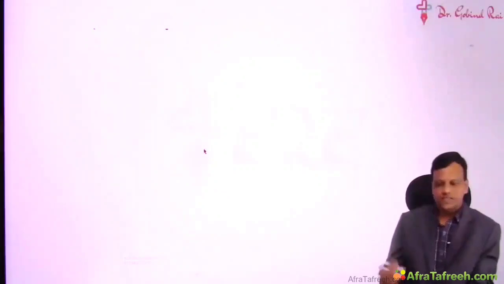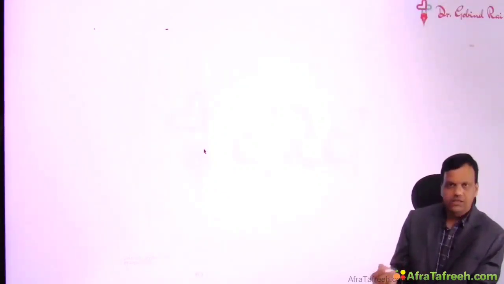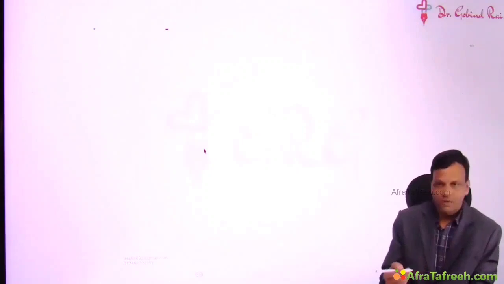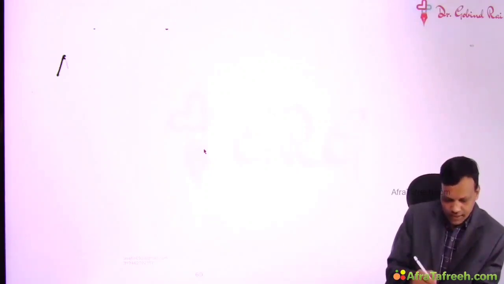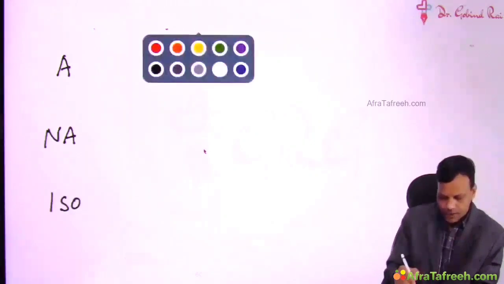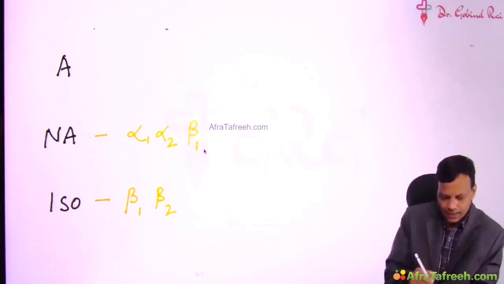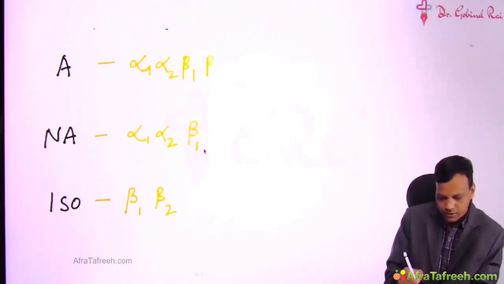So now we can discuss the uses of these drugs, and again they are easy to remember. Just from the receptors you can remember the uses. So we have adrenaline, noradrenaline, isoprenaline. Isoprenaline acts on beta-1 and beta-2. Noradrenaline, as we discussed, acts on alpha-1, alpha-2, beta-1. And adrenaline, A for all, means alpha-1, alpha-2, beta-1, beta-2.